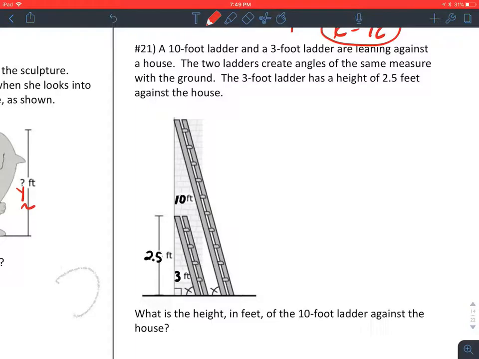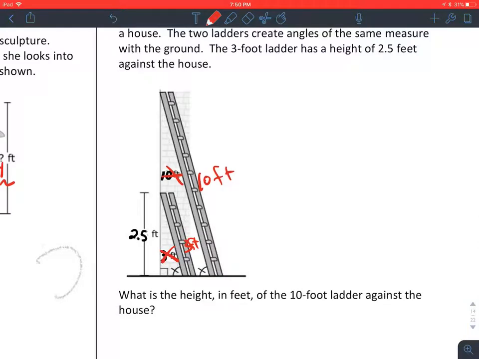Last one. A 10-foot ladder and a 3-foot ladder are leaning against a house. Now the way this picture is drawn, this 10 scares me where it's written. I'm going to write it here and cross that off. 3-foot ladder, I'm going to write that here and cross that off. And if you still don't like that, if it's not clear, redraw both of these triangles. I'm going to redraw both these triangles.